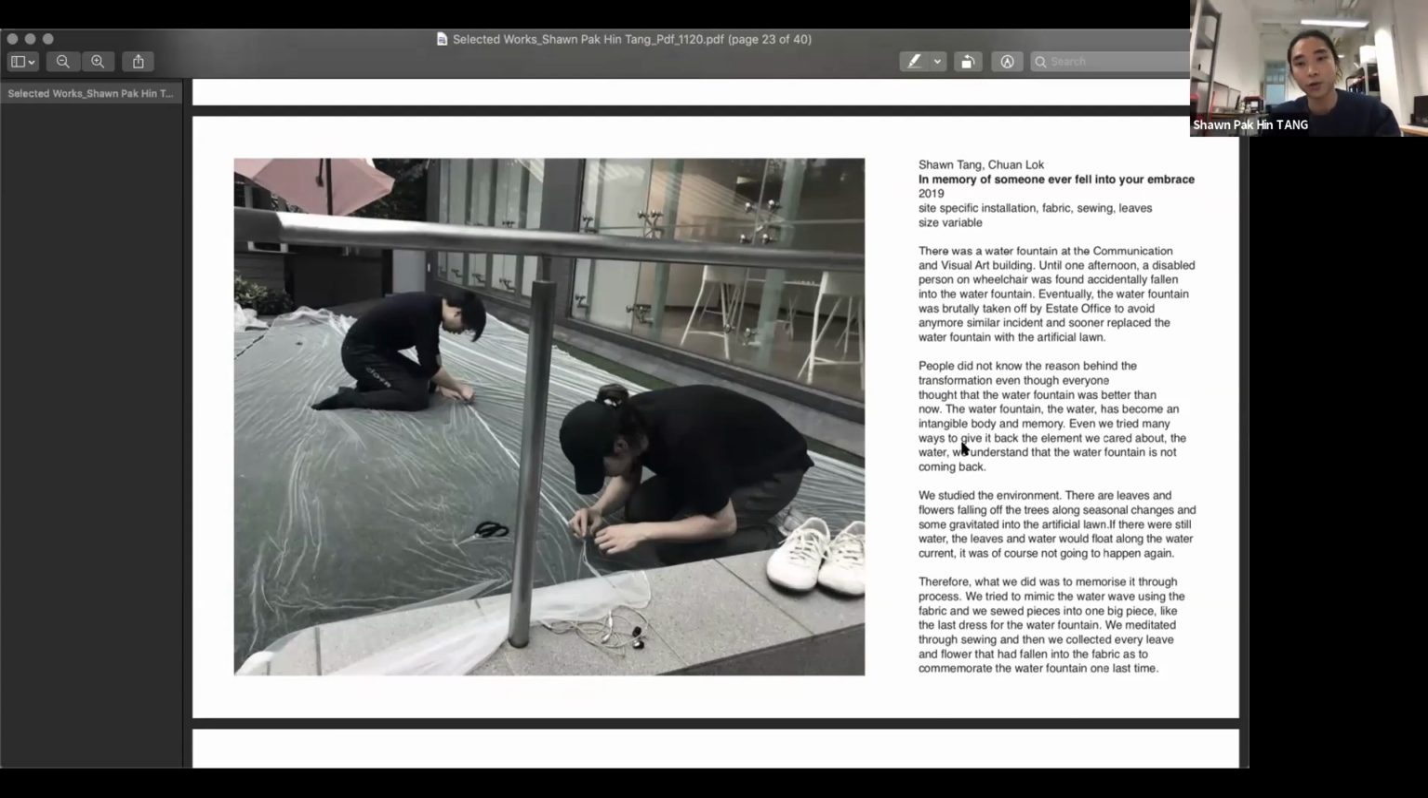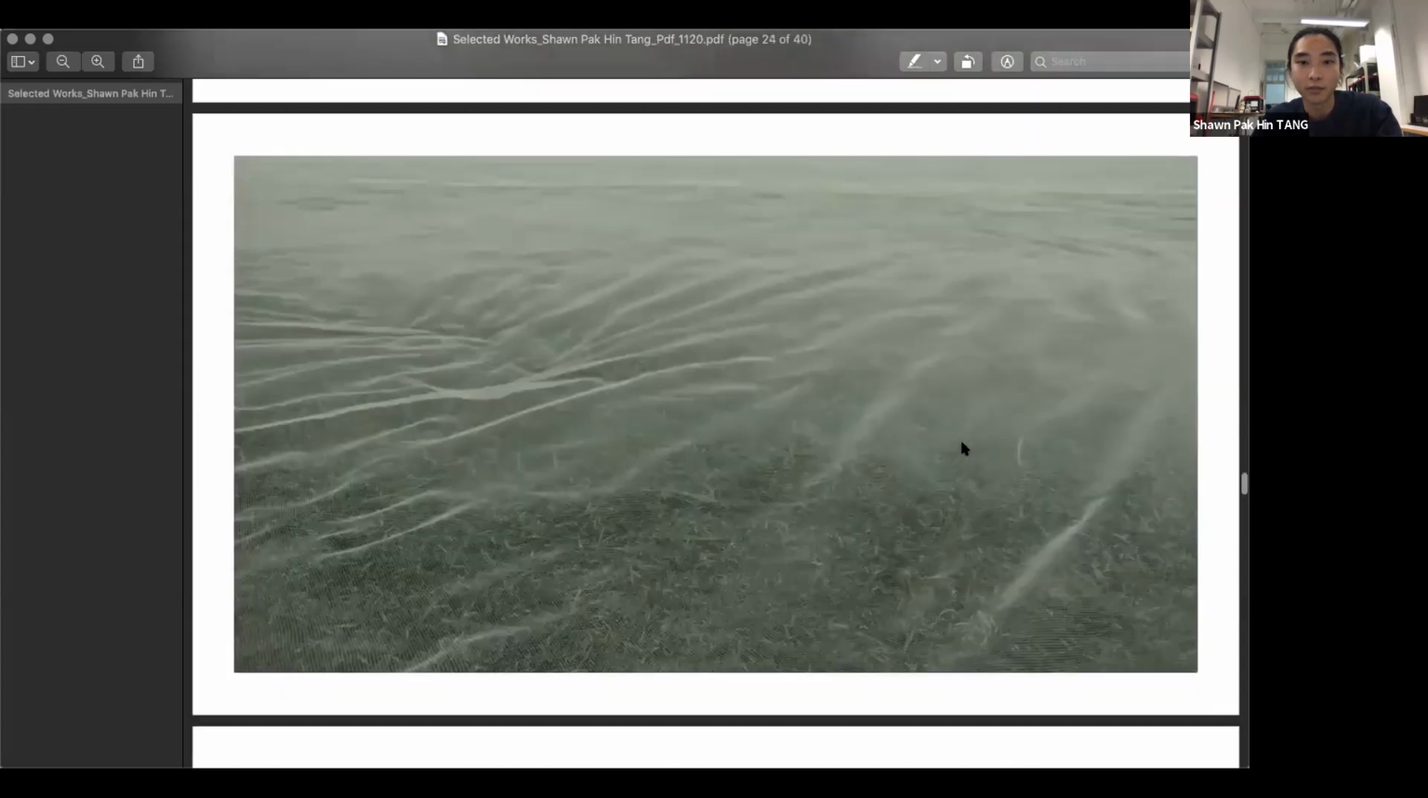When I was working on In Memory of Someone Who Fell Into Your Embrace, it was a collaborative, site-specific installation. But frankly, I did not realize how I practiced this, and that it came along with a lot of research on the collective background. I did not know until I was sorting out what I was doing, and that's the thread between my works. This work was also quite a mystic work.